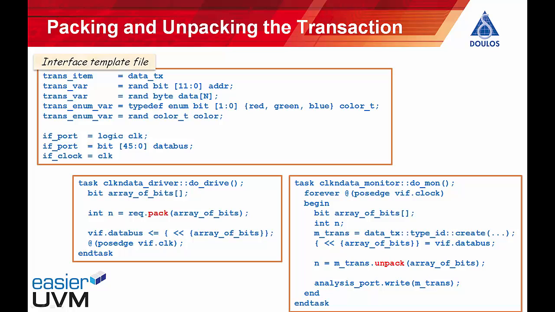So if we take a look at the fields of the transaction as defined in this interface template file, we've got 12 bits of address. N, I happen to know here, has got the value of 4. So 4 times 8 is 32 bits for our data and 2 bits for our enum here. So 12 plus 32 plus 2 makes 46, which is the number of bits in this data bus. So we're taking the contents of these fields, packing them into a 46-bit array, and then driving that onto the data bus here, which is part of the interface to the design under test.